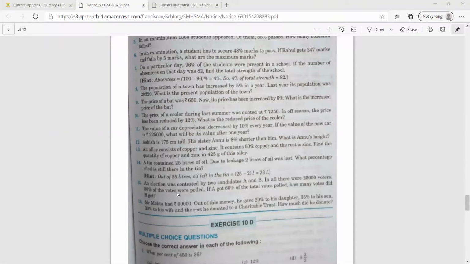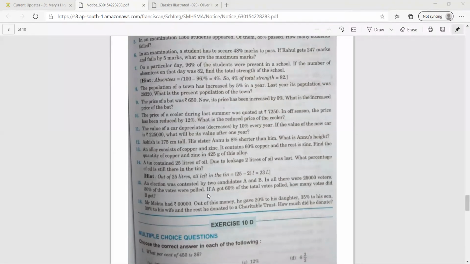80% of the votes were polled. Now, what happens is, even if there are so many people, it is not necessary that all of them go and vote. Okay, so only 80% of these voters polled, means they only went and they cast their vote. सिर्फ 80% of the voters ने voting किया.